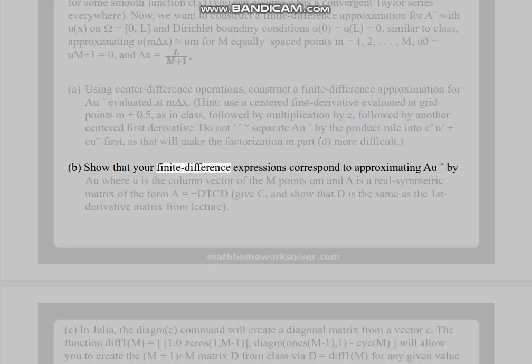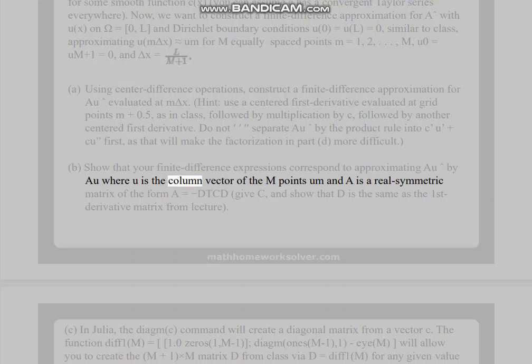B. Show that your finite difference expressions correspond to approximating Au by Au where u is the column vector of the m points and A is a real symmetric matrix of the form A equals minus D^T C D. Give C, and show that D is the same as the first derivative matrix from lecture.